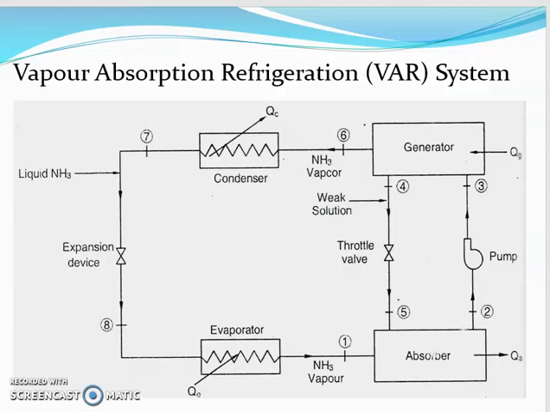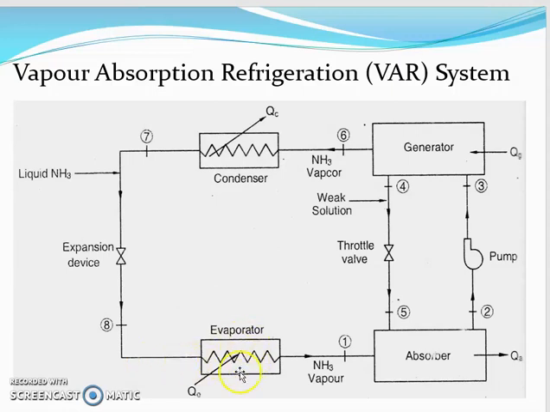So this is the circuit diagram of the VAR system. It consists of evaporator, absorber, pump, generator, throttle valve, condenser and expansion valve. Now if we start with point number 8, the refrigerant over here is basically ammonia, which is the working fluid that moves in this whole closed loop circuit. At point 8, the refrigerant is at low temperature, low pressure, and in liquid state.